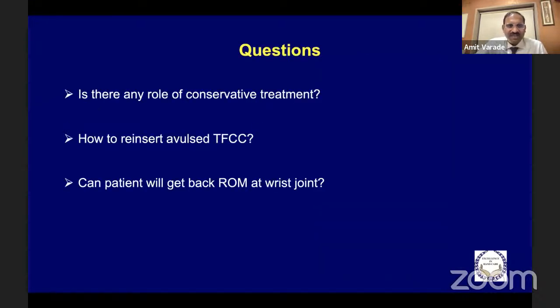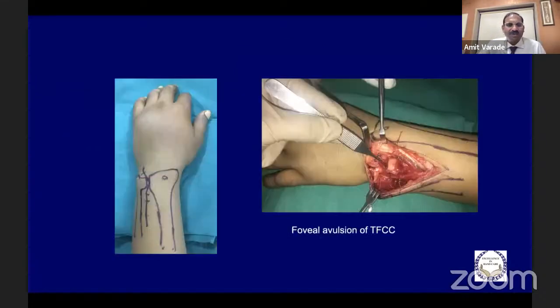So is there any role of conservative treatment in such patients? Definitely no. We need to stabilize the DRUJ. And if there is avulsion of the TFCC, how to reinsert it, that we will see, and whether the patient will get back range of movement, particularly pronation and supination. In this patient, we opened from the dorsal approach, opening the fifth extensor compartment.